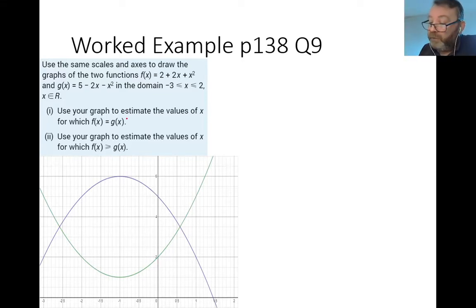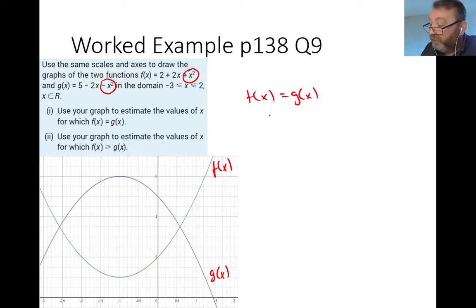And they want me to use my graph to estimate the values of x for which f of x equals g of x. Now be careful. F of x is a positive quadratic, so that's going to be U-shaped. G of x involves a negative quadratic, which is going to be n-shaped. So what I could say here, when they're asking me for f of x equals g of x, is where the U-shape is equal to the n-shape. See that? Where is the U-shape equal to the n-shape? Well, there and there. That's where they're both equal.